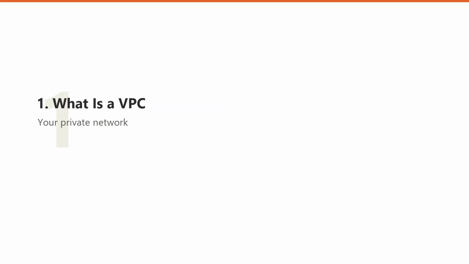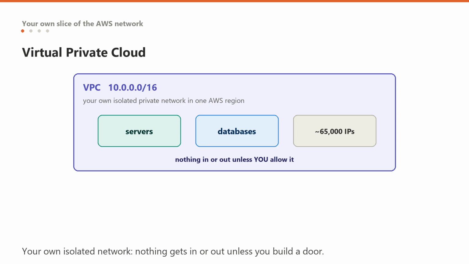Concept 1. What a VPC actually is. A VPC is your own logically isolated private network inside an AWS region. Think of it as your own private data center, but virtual. When you create one, you define its private IP address range using something called a CIDR block. For example, 10.0.0.0/16. That /16 gives you roughly 65,000 private IP addresses to hand out to your resources.